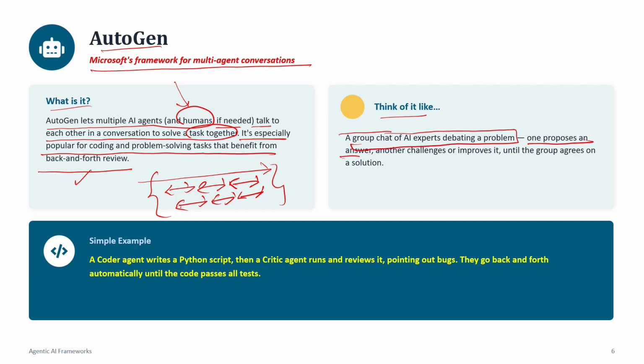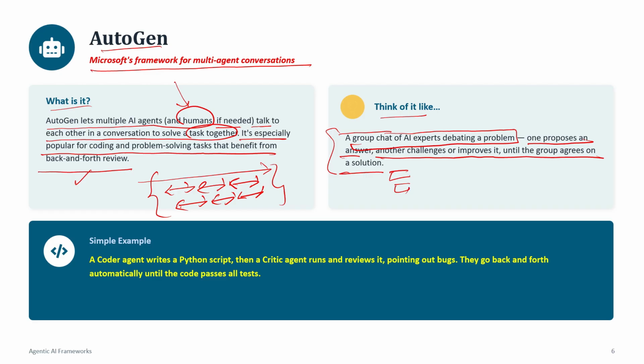One proposes an answer, another challenges or improves it until the group agrees on a solution, right? So there would be multiple agents, okay, and whenever a result is given by a particular agent, it is cross-checked by each and every other agent as well, and the majority of agents have to agree on the result that has been given by a particular agent. It is good to take forward, right?